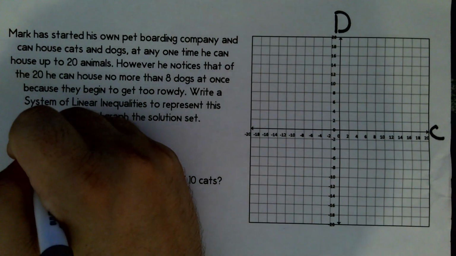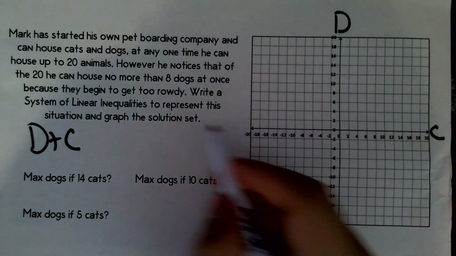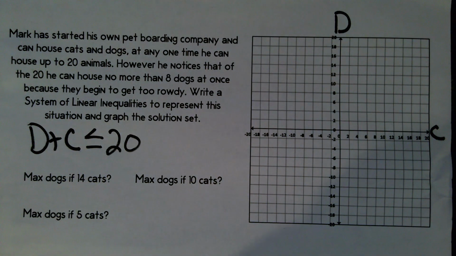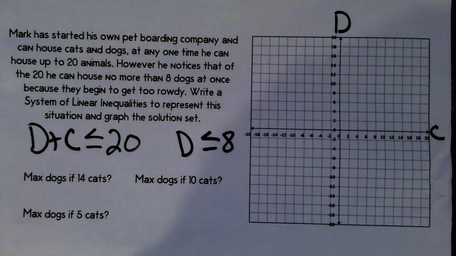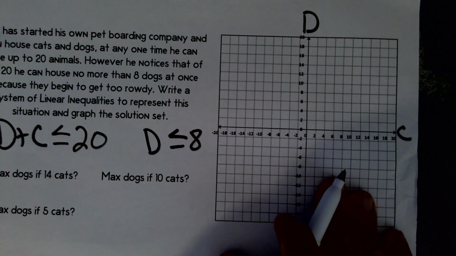All right, so what we want to say is the dogs and the cats together have got to combine for less than or equal to 20. And we can have no more than 8 dogs. So dogs have got to be less than or equal to 8. All right, so let's graph these two inequalities.